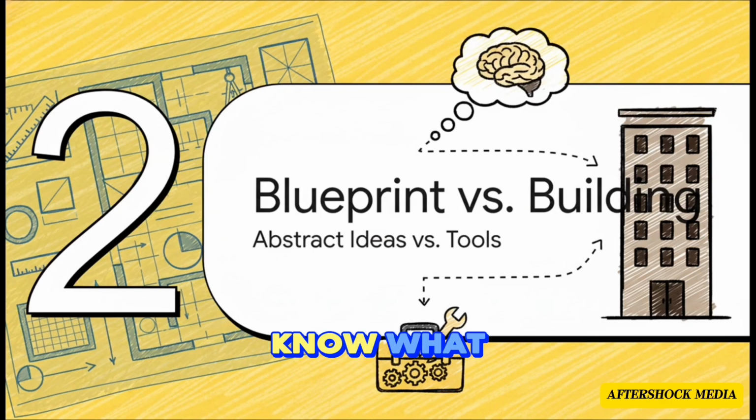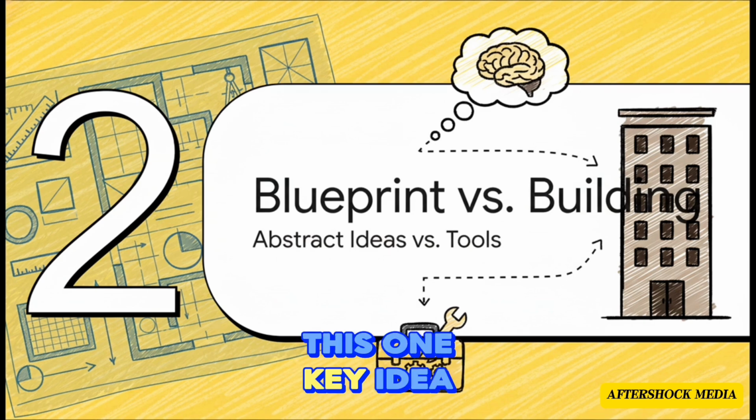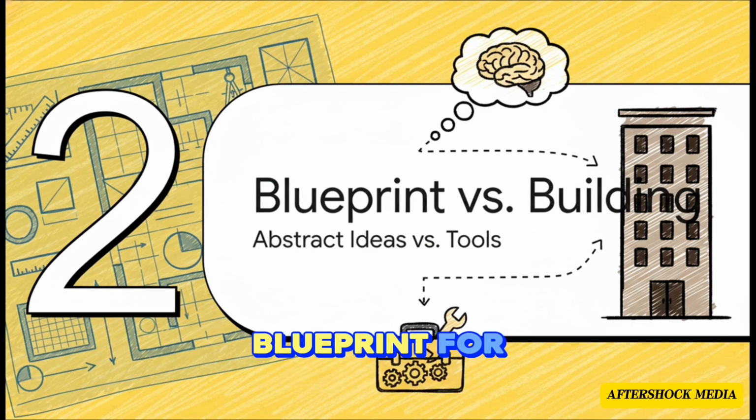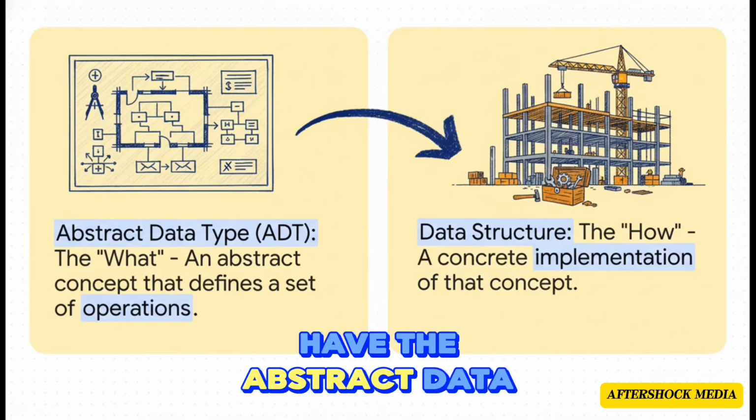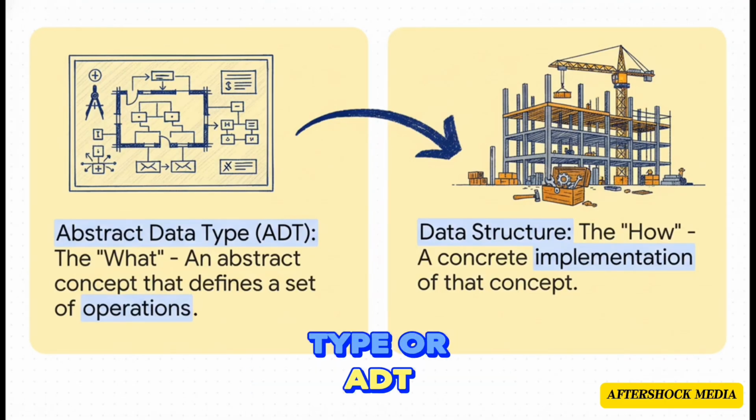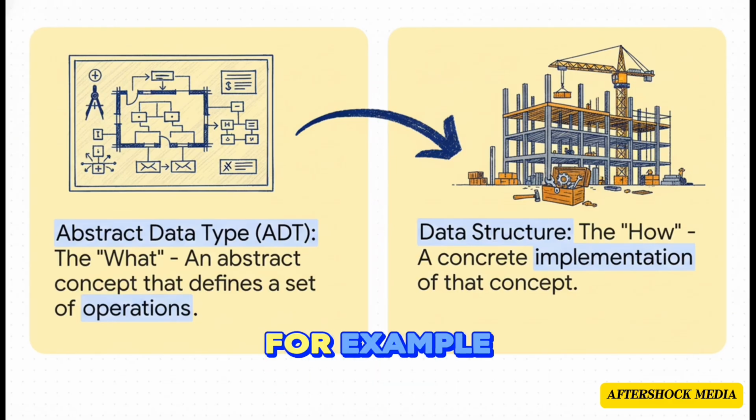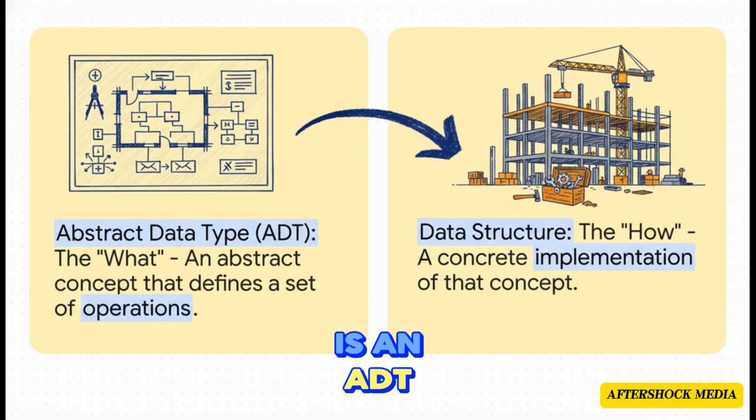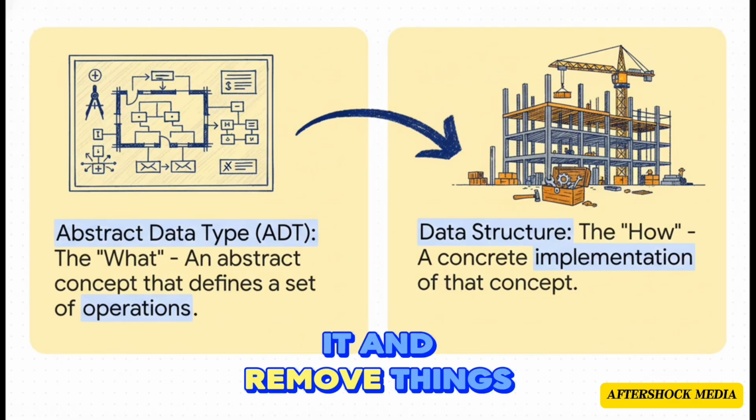Okay, so now we know what they are. But to really get it, you have to understand this one key idea: the difference between the blueprint for a house and the house itself. On one hand, you have the abstract data type, or ADT. Think of this as the what. It's the concept, the set of rules. For example, a list is an ADT. You should be able to add things to it and remove things from it.